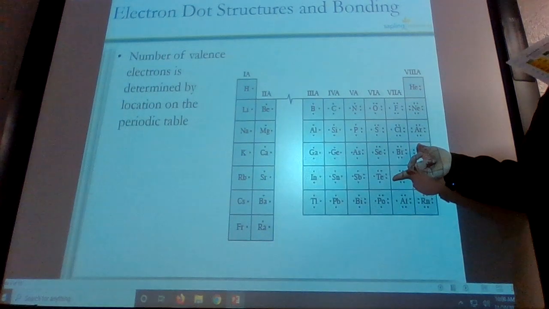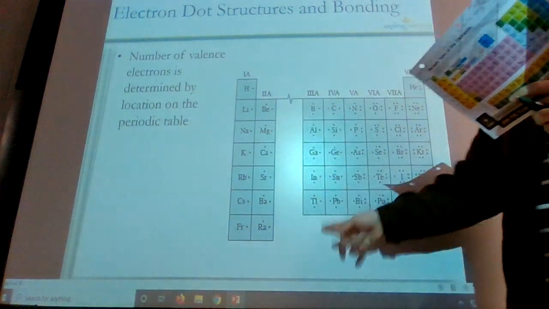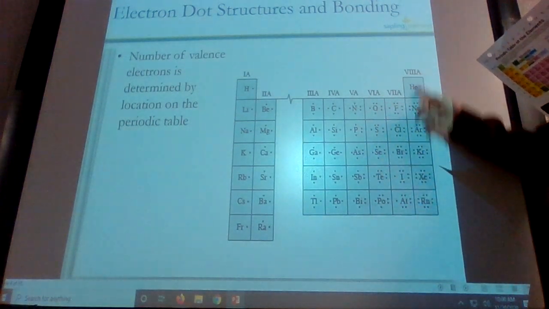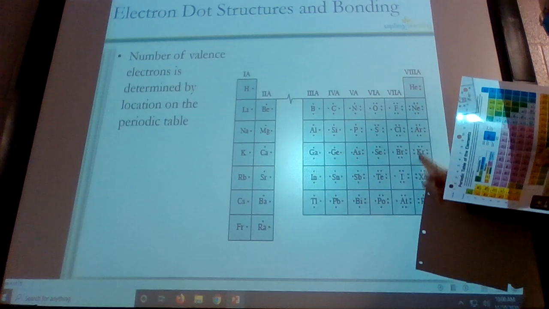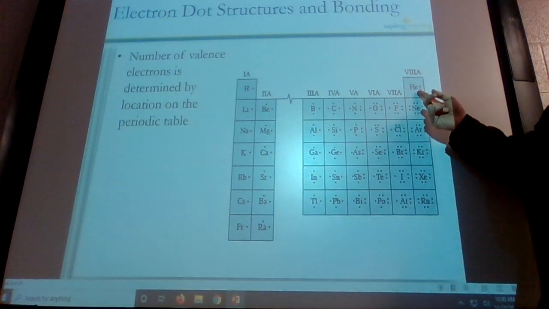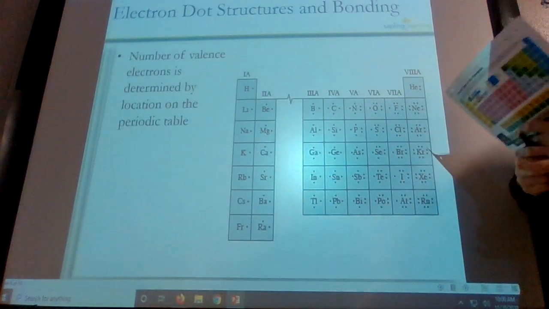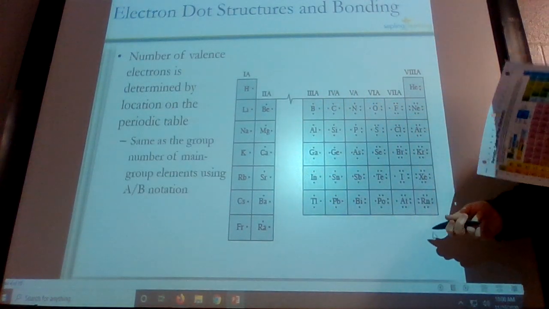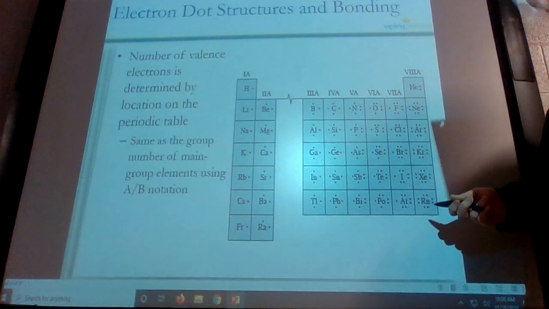So this is what I was referring to on your sheet. It has everything 1 dot, 2, 3, 4, 5, 6, 7, 8. Notice everything in a column has the same number of dots. Everything in this column has 8 dots except for helium, which has a max of 2. Everything in this column has 4 dots. Every single column has the same number of dots, so you can look at this really quickly and figure out how many dots an element should have.